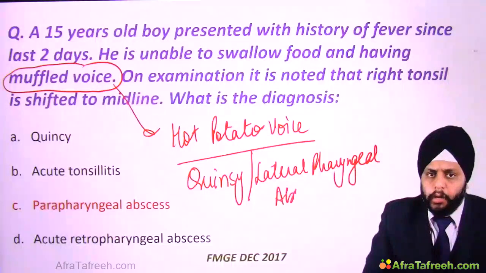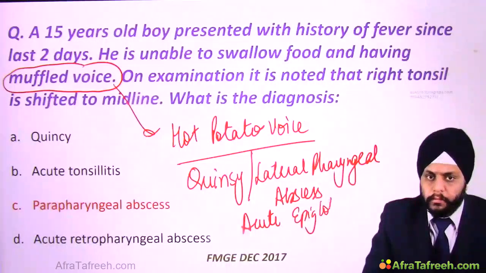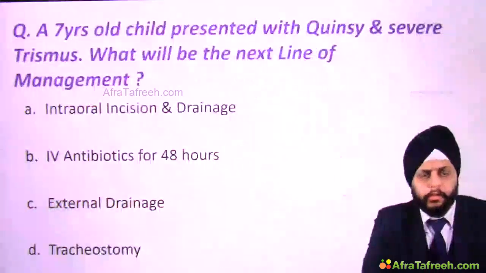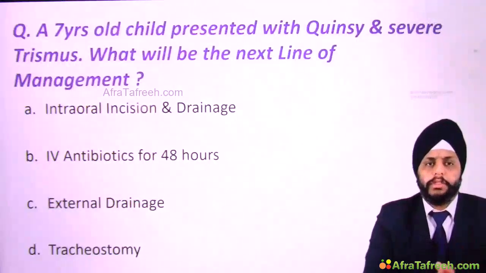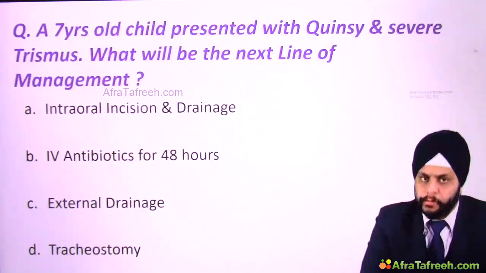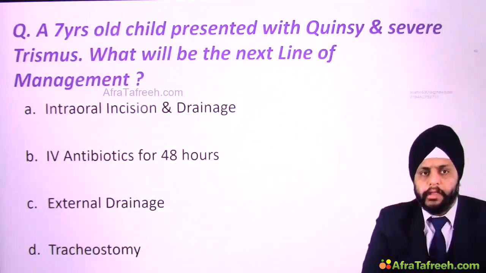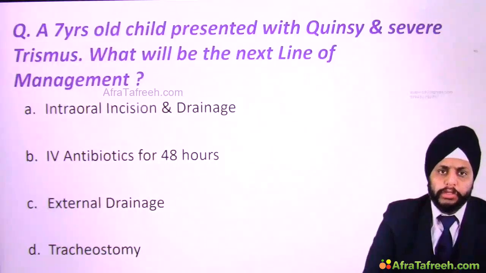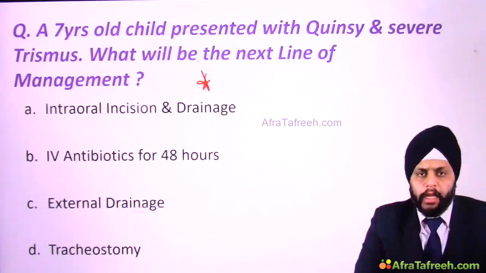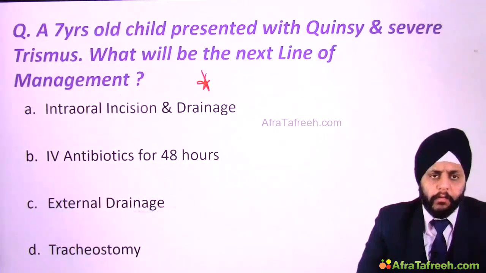Okay, or also in case of acute epiglottitis. Right? Okay. Next question. A 7-year-old child presented with quinsy and severe trismus. What will be the next line of management? Very good question. It was asked a few years back in the AIIMS exam. Okay, and I've kept this question because it's a very, very wonderful question.